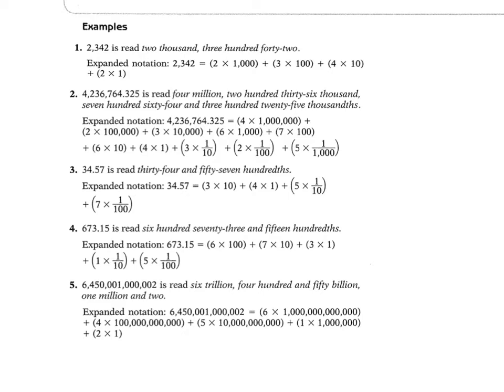For number 5, we have 6,450,000,000,000, 1,000,000, and 2. However, that and shouldn't be there. It should just be a comma. Because again, we don't have a decimal point, so that and should not be read. So in expanded notation, the 6 would be multiplied by 1,000,000,000,000. Then your 4 would be multiplied by 100 billion. Your 5 would be multiplied by 10 billion. The 1 would be multiplied by 1,000,000. And then the 2 would be multiplied by 1, and you just add them all.